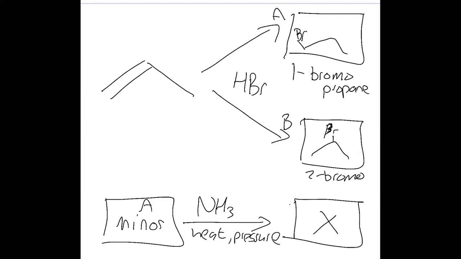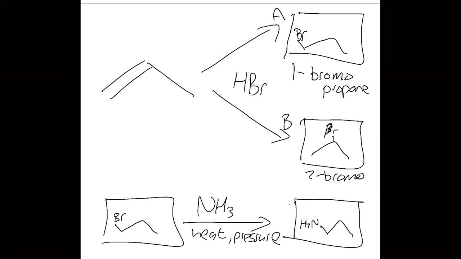And then they said take the minor product, which is the first one. So take 1-bromopropane and react it with ammonia under heat and pressure. So take this product and then get product X. And what's the only thing that's going to change on the last product X? It will form an amine. Correct. And where will it be? I think on the last or the first carbon. Correct. The bromine will fall away, and it will be like that.